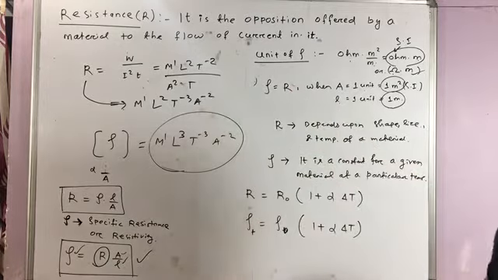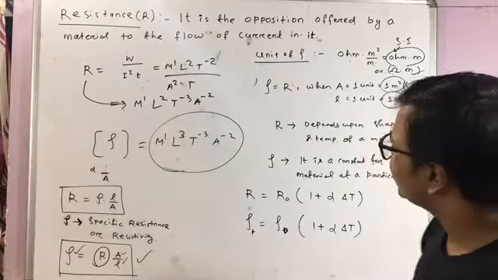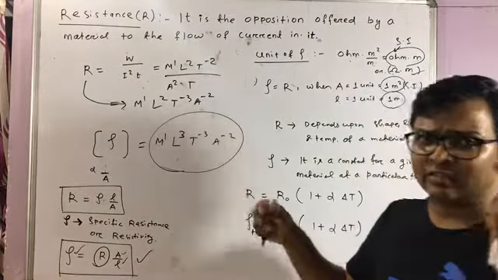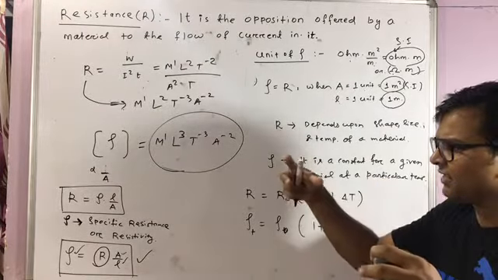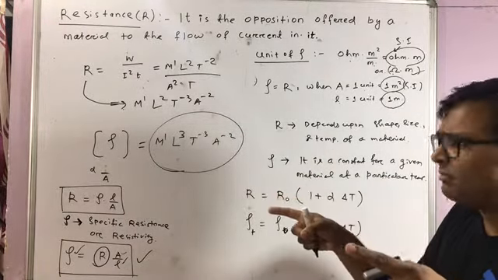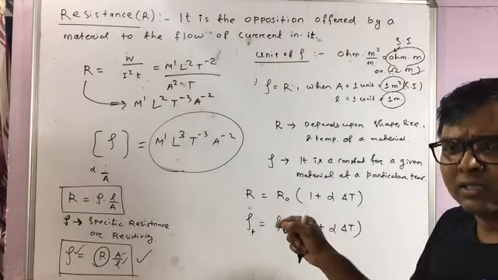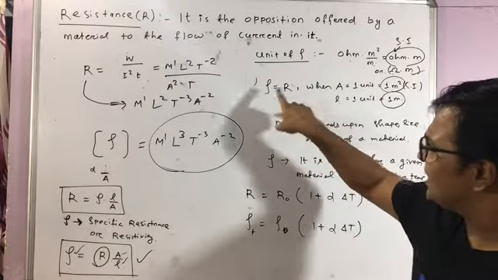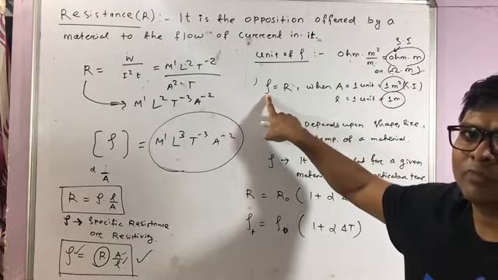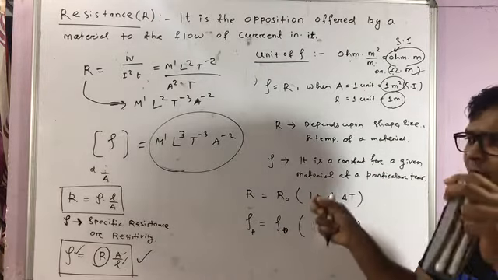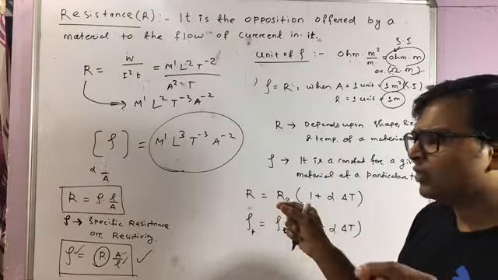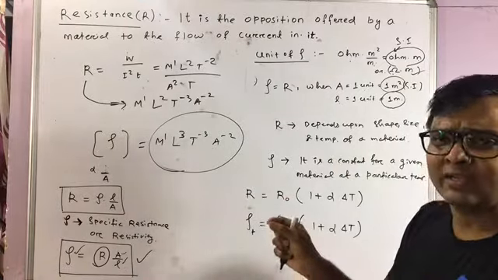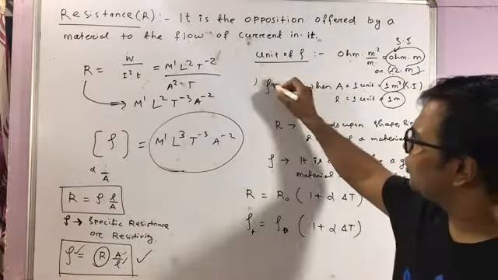So let me define it. Suppose you have a conductor whose cross-sectional area is 1 meter square and the length of that conductor is 1 meter. Then that particular conductor of a particular material has some resistance. That value of the resistance is nothing but your resistivity. Clear? Suppose you have an iron bar whose length is 1 meter and area of cross section is 1 meter square. Then you can find out the resistance of that iron bar. Whatever be the resistance, that is called your resistivity.